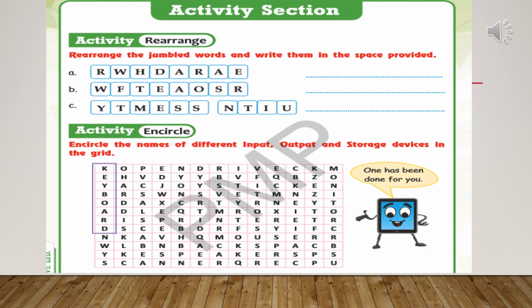Here you can see the activity section that is given at the back of the second lesson. Children, with the help of a pencil, try to solve this activity section in your book. Read the lesson carefully after listening to this audio, up to the topics that I have explained in this video.